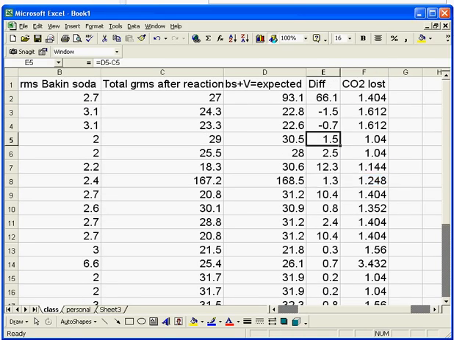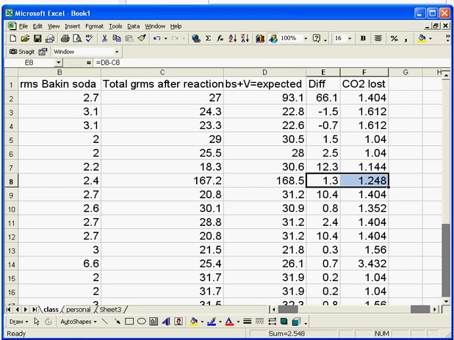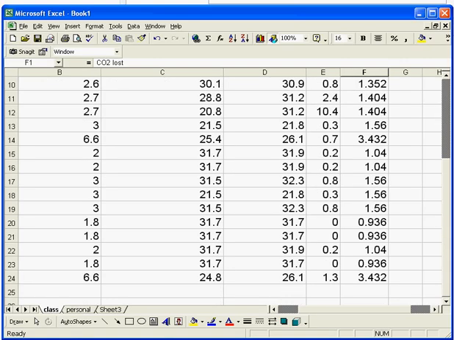This guy here didn't do too bad. These people here at least were in the right ballpark. These guys here were close to being perfect. All right. But for the most part, we got pretty big differences, okay? This was the difference, and this is what we thought we should have lost. So, all right, we didn't do a very good job of weighing things, all right?